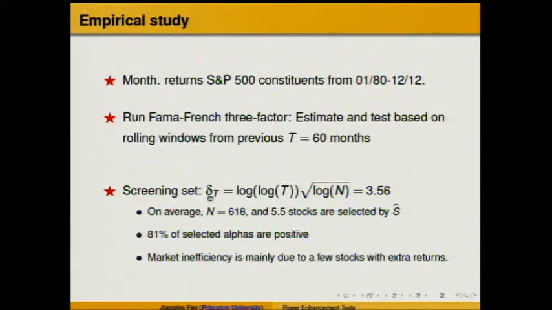And we set the screening threshold for the high criticism test a little bit bigger than 2, about 3.56, as I mentioned to you before. For each individual period, standing on today, on average there are about 618 stocks, and the main reason is that we include any stock once it has entered the S&P 500 components. On average, we are able to pick up about 5.5 stocks. In other words, if you use the high criticism test, on average there are about 5.5 assets that have a potentially positive alpha. Among those being selected, 81% are positive. So we basically conclude that market inefficiency is mainly due to a few stocks with extra positive alphas.